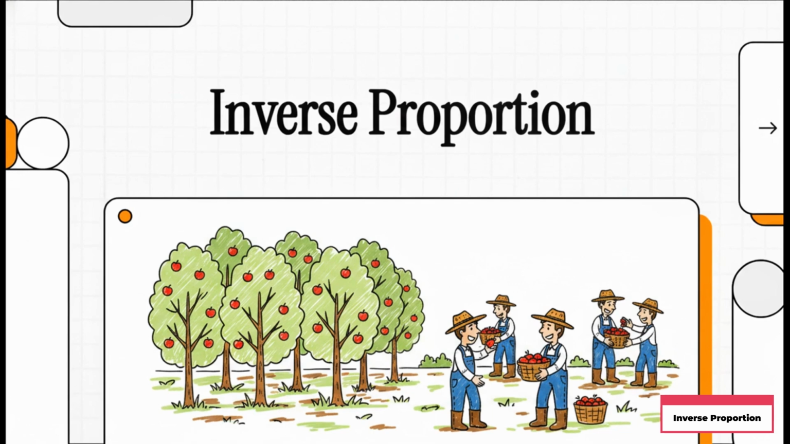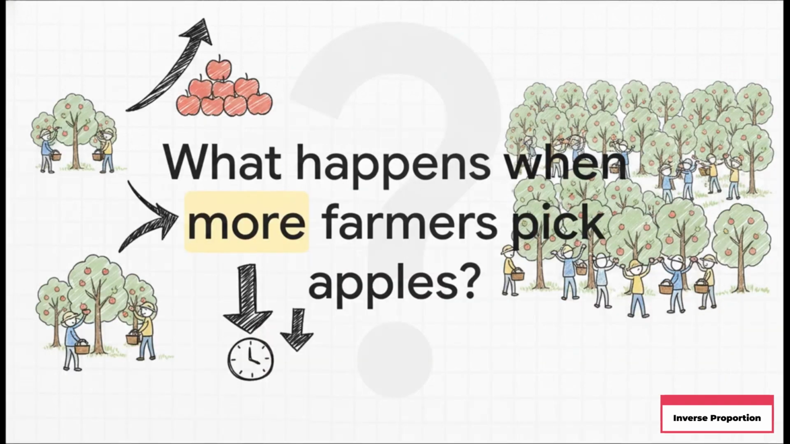I want you to picture a sprawling orchard, just rows and rows of trees, totally heavy with ripe apples. Now imagine a team of farmers getting ready to start the harvest. For our purposes today, we're going to measure exactly how long it takes them to pick every single apple in that entire orchard. So what happens when more farmers show up to pick those apples?